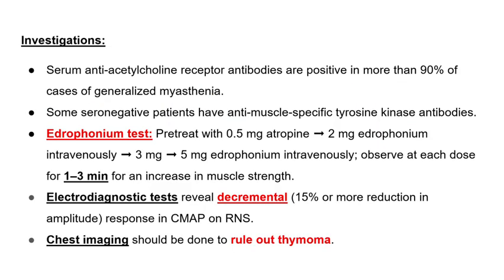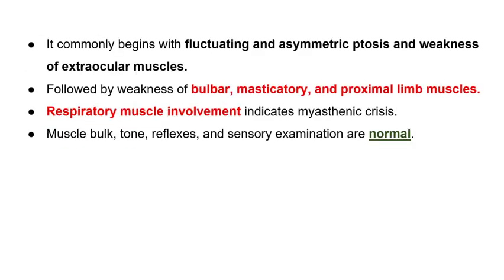So fluctuating is the thing. In myasthenia, the major thing you should remember is fluctuating. It is not constant. If it is constant, it might not be myasthenia.